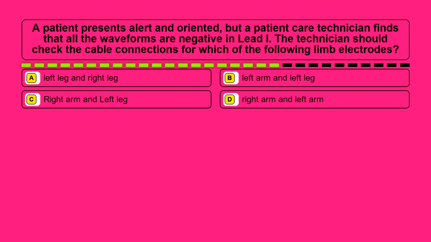Question 8. A patient presents alert and oriented, but a patient care technician finds that all the waveforms are negative in lead I. The technician should check the cable connections for which of the following limb electrodes? Option A, left leg and right leg. Option B, left arm and left leg. Option C, right arm and left leg. Option D, right arm and left arm.